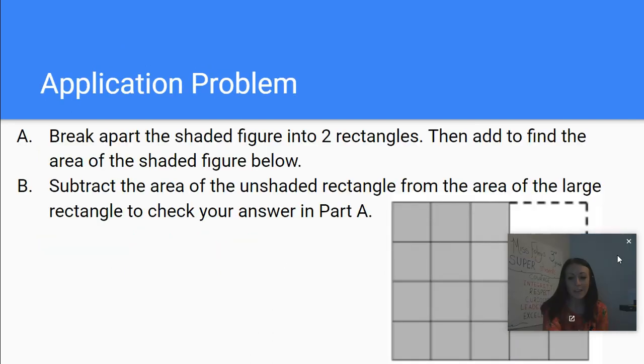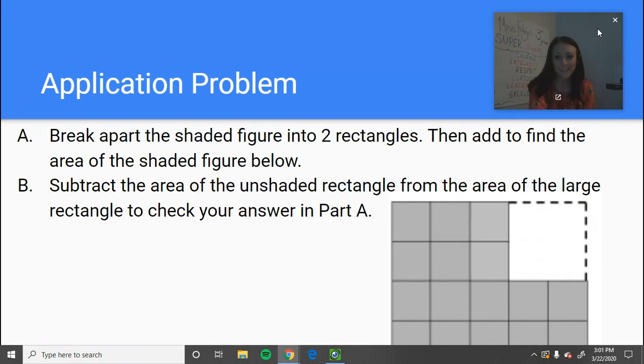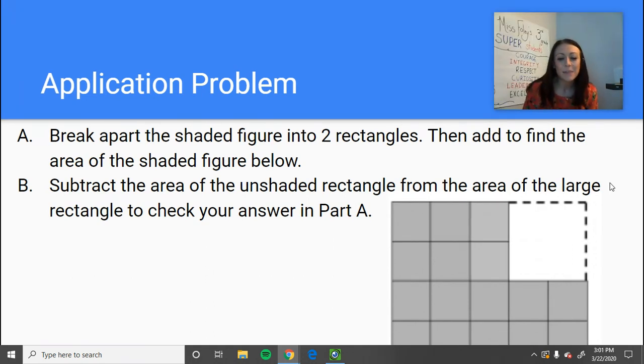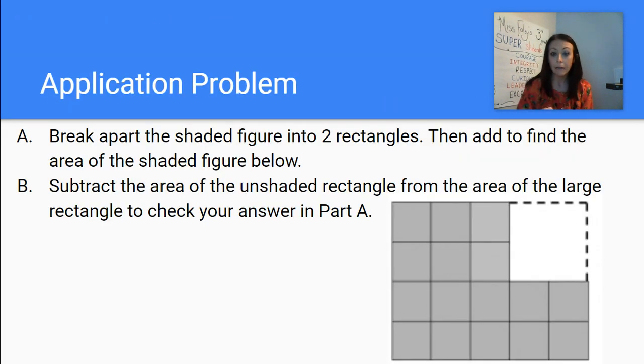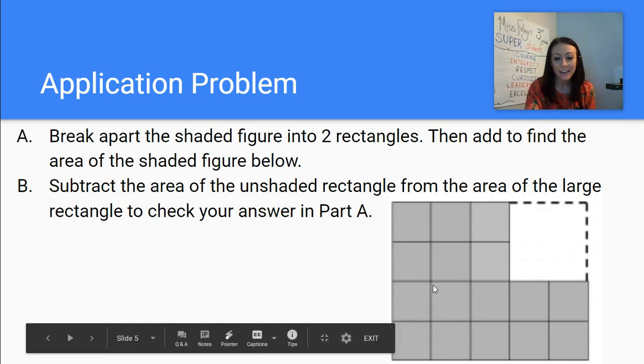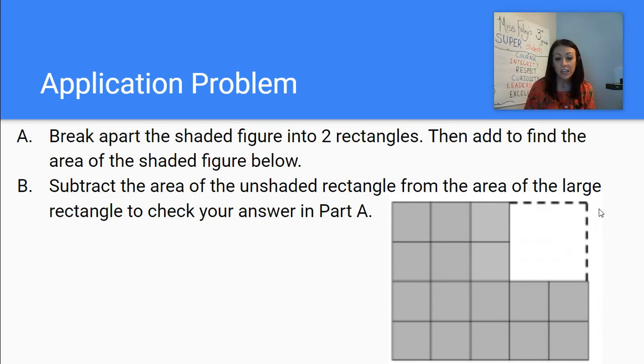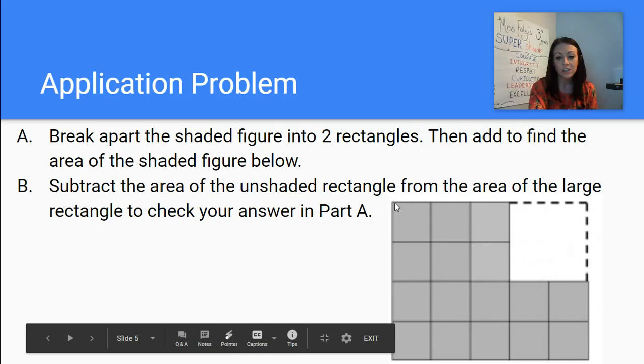All right, next we have our application problem. For our application problem today, you need to take this rectangle down here and break apart that shaded figure into 2 rectangles to find the area of just that shaded portion. So you don't want to include this place here. You want to think of how you can break apart this shaded region into 2 different rectangles.